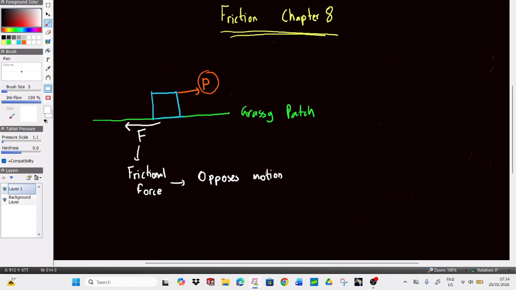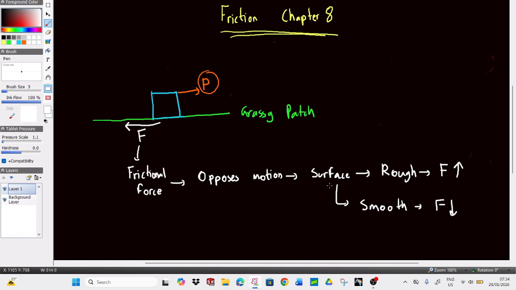How it opposes motion depends on the surface itself, whether the surface is rough or smooth. If the surface was very rough, then the frictional force would be much higher, meaning your F would become much higher. But if the surface was smooth, then the frictional force would be lower.